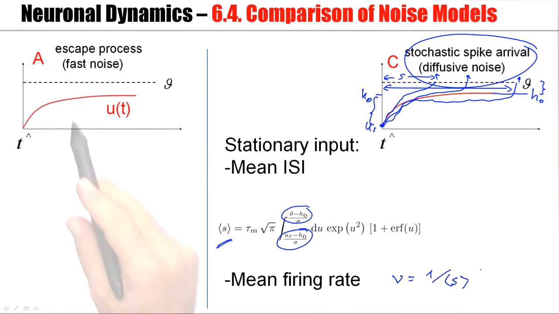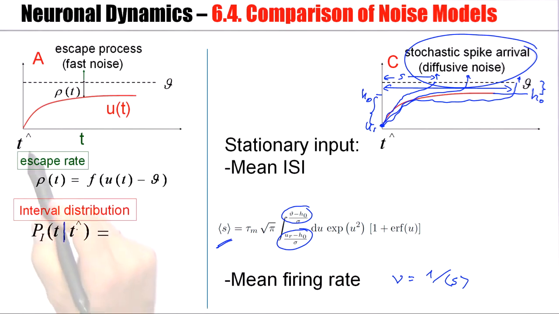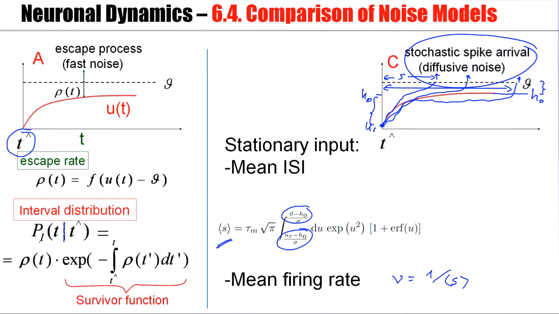Now, let's look at the escape process for a moment. For the escape process, we have the escape rate, and we can calculate the interval distribution given the last spike occurred at t hat. What's the probability density the next spike occurs at t, knowing the input? And the formula is the one we discussed this week. Now, importantly, this can be evaluated for constant input or for time-dependent input.